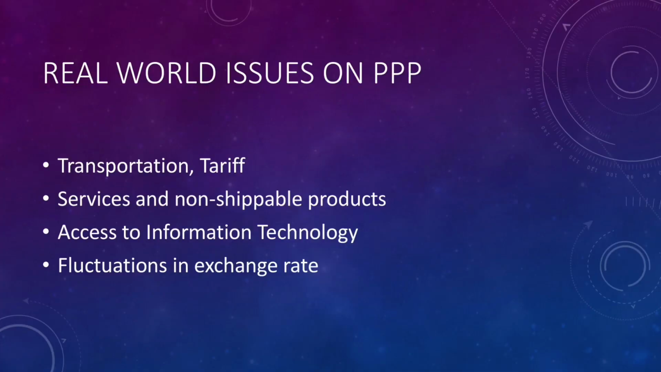However, in reality, the law of one price is not always true. The reason: there are transportation costs, and as discussed, there can be tariffs when we are going to buy a good from another country. Some items are not shippable. We call these non-shippable products, as well as services. Considering that they cannot be transported to another country, then definitely purchasing power parity will not hold true anymore. Other reasons include access to information technology and fluctuations in exchange rate.